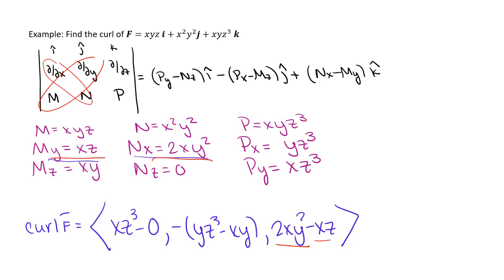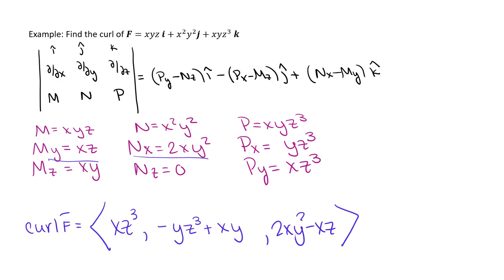When you're computing curl, your answer is going to be a vector. So that kind of complicated vector is the curl of this function.